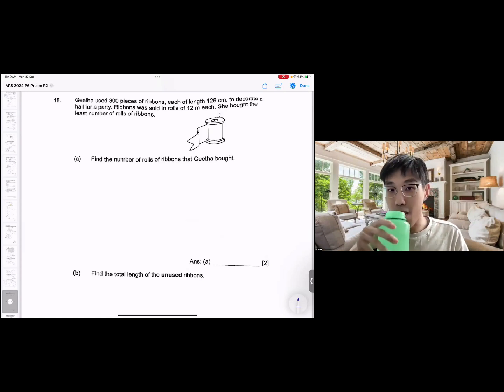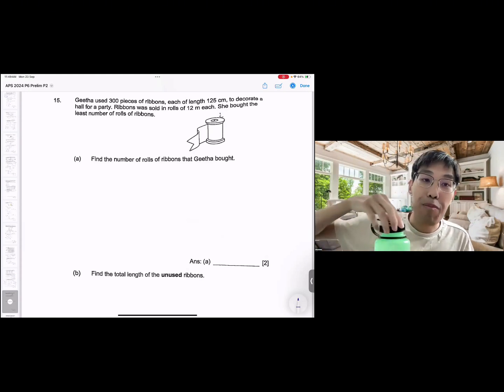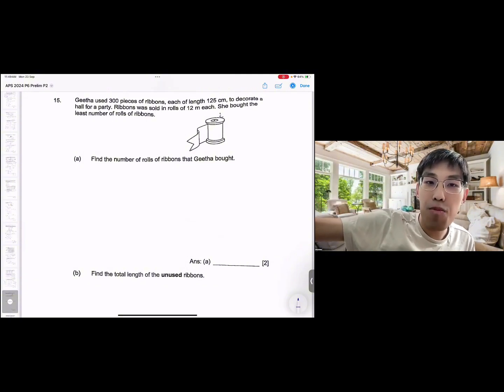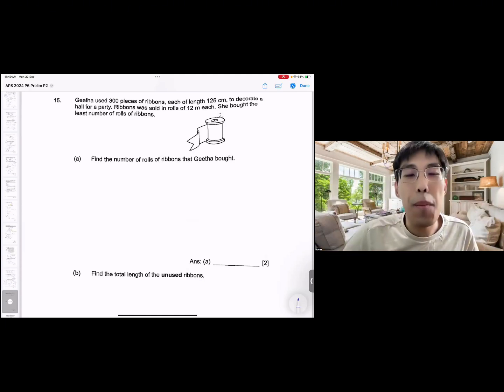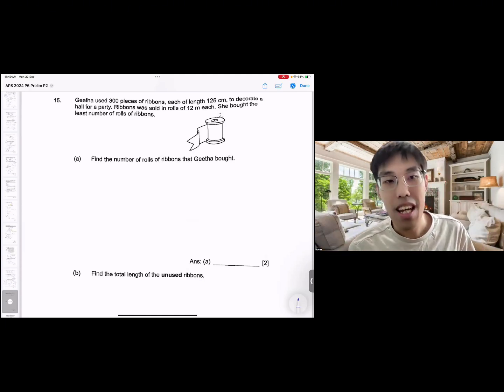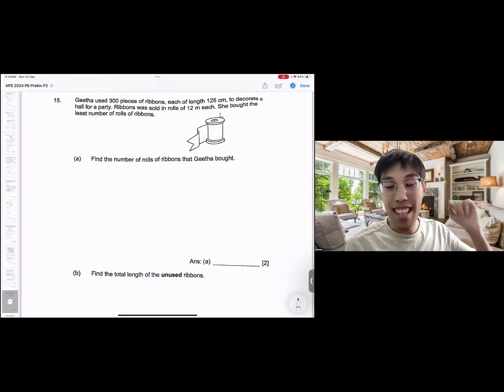Gita used 300 pieces of ribbons, each of length 125 cm. But these ribbons are sold in 12 meters each. That means one row is 12 meters. She bought the least number of rows of ribbons. Find the number of rows of ribbons that Gita bought.